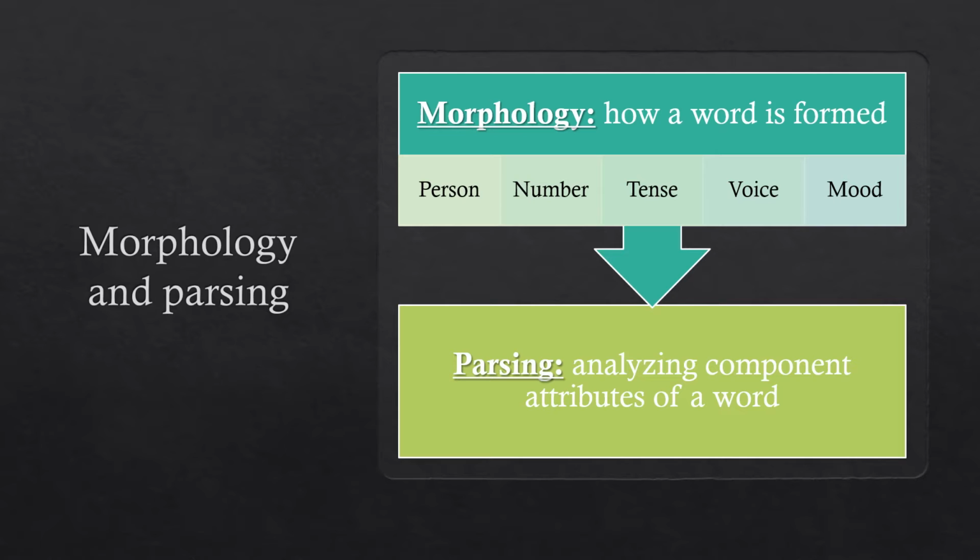Breaking down the component attributes indicated by a verb's morphology, person, number, tense, voice, and mood, is called parsing. We will spend a lot of time parsing in this class, so it is important that you internalize this process as soon as possible.